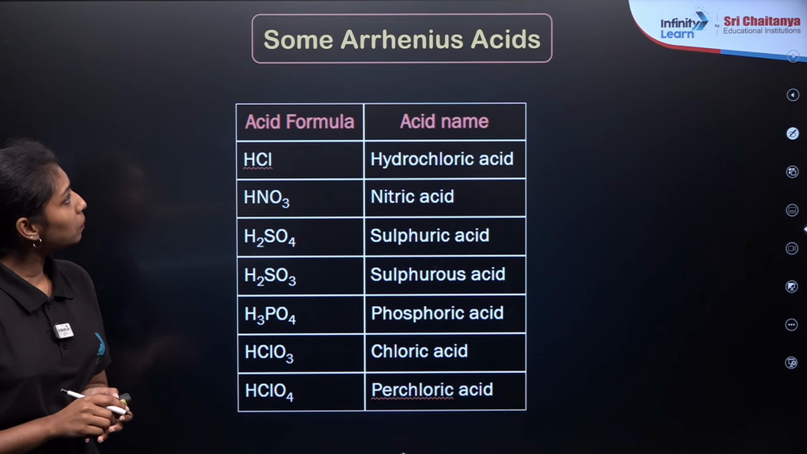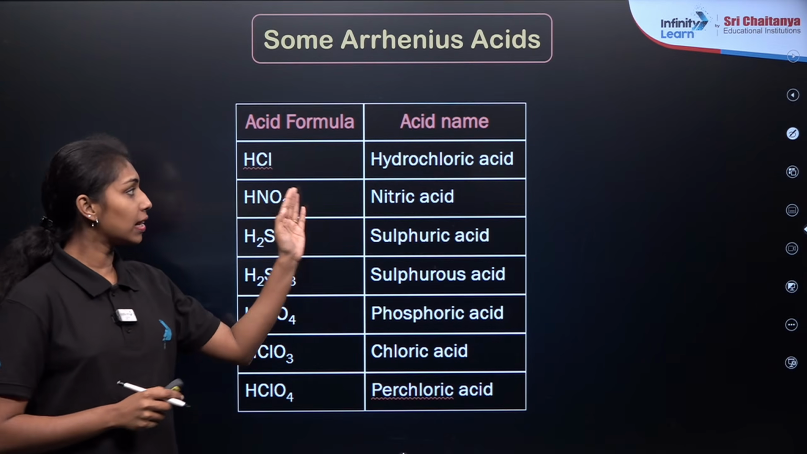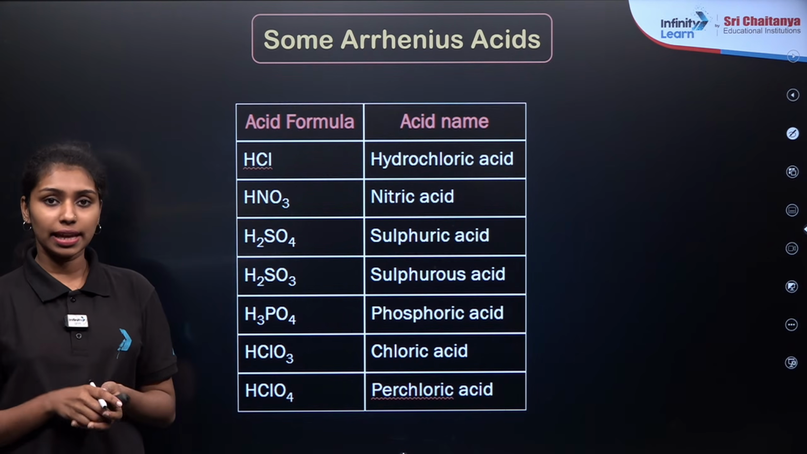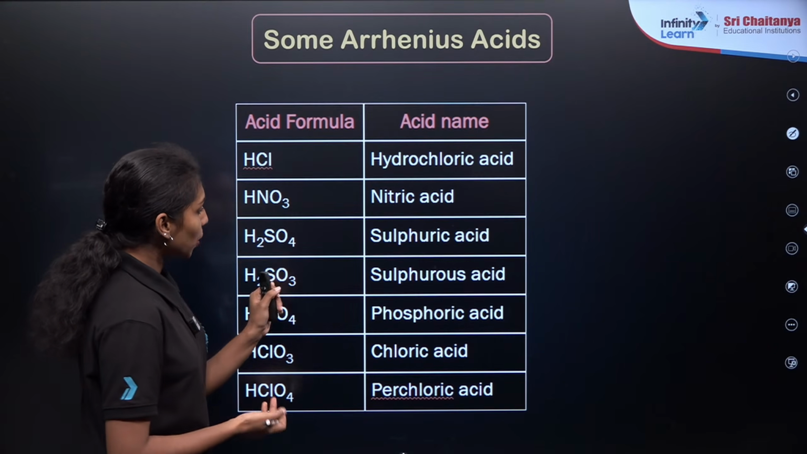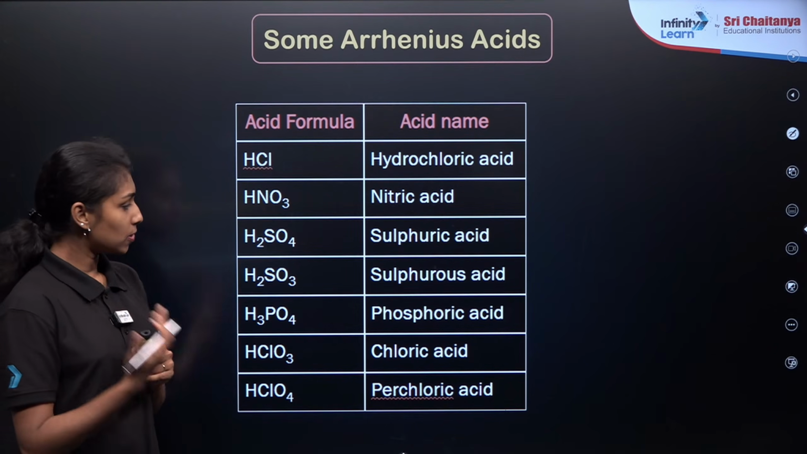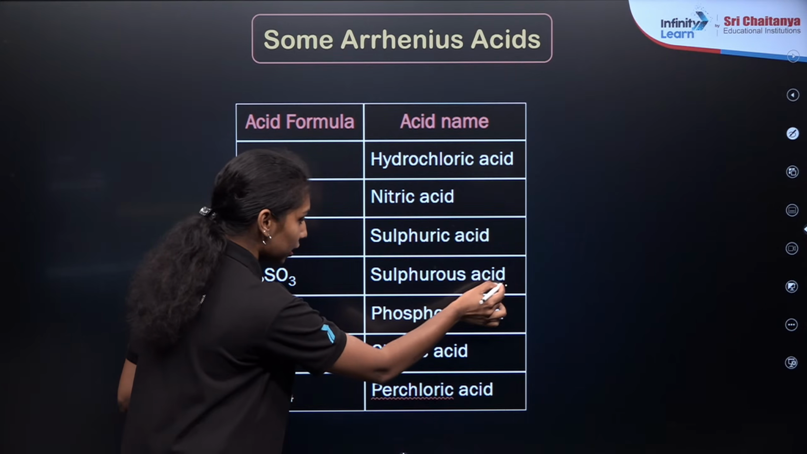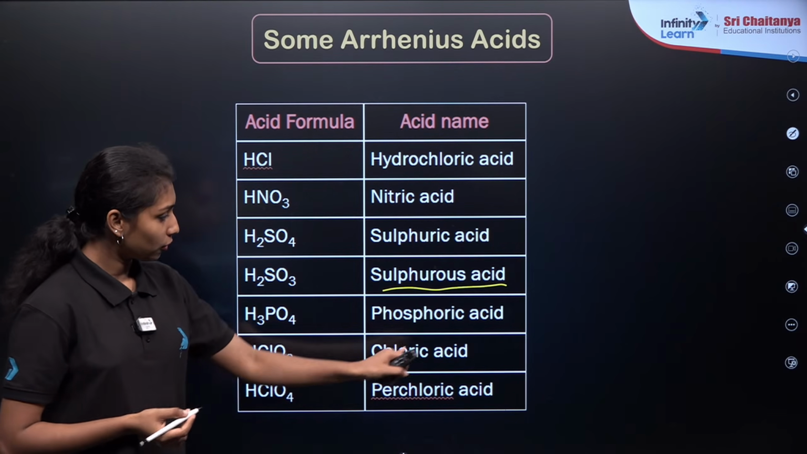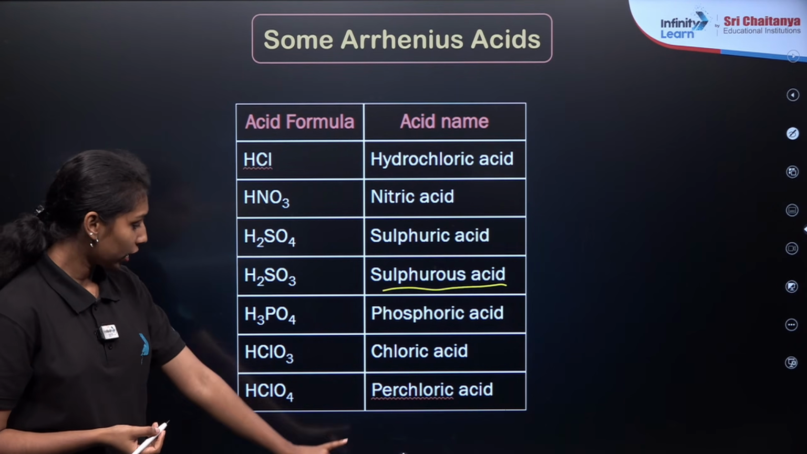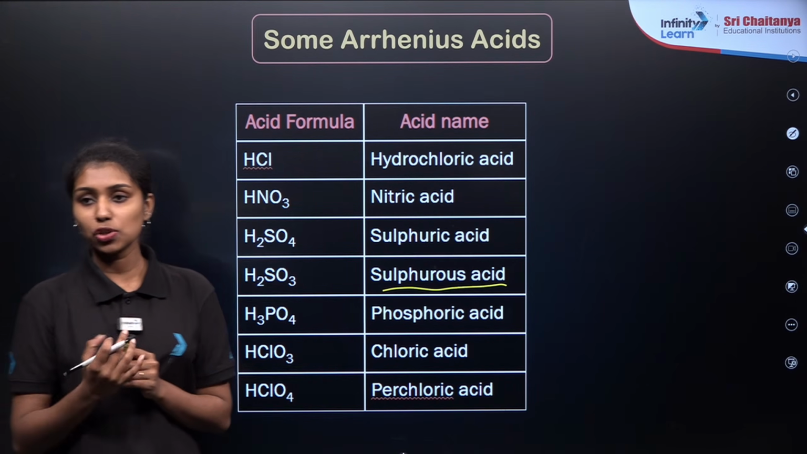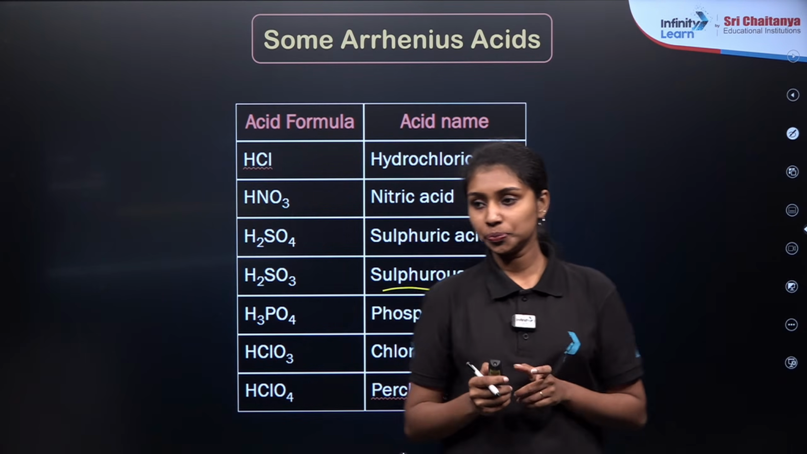These are the common examples given here for the Arrhenius acid. HCl, hydrochloric acid, which easily gives the H plus ion, and HNO3, nitric acid, again giving H plus ion. H2SO4, sulfuric acid, produces 2 H plus ions. H2SO3, sulfurous acid. Then H3PO4, phosphoric acid, HClO3, chloric acid, and HClO4, perchloric acid. These are the common examples of Arrhenius acids.